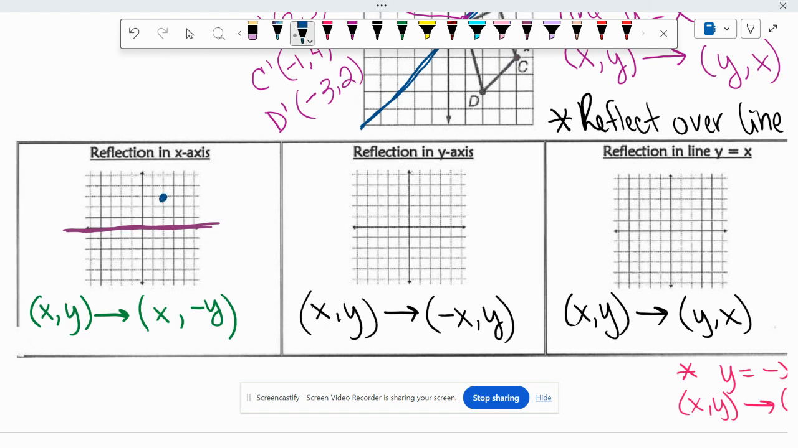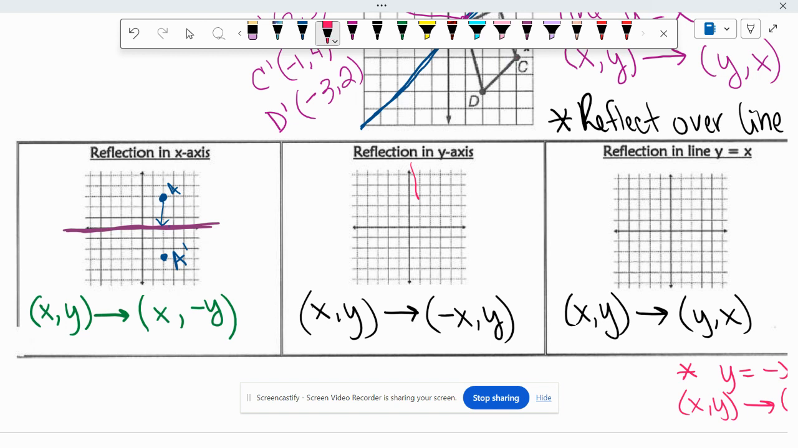If you are reflecting a point over the x-axis, you're just changing where the point lies. It's going to lie on the opposite side of the line of reflection. So if this point is 3 units above the line of reflection, when I reflect it, it's going to be 3 units below.